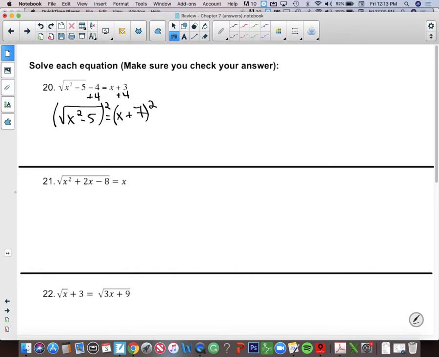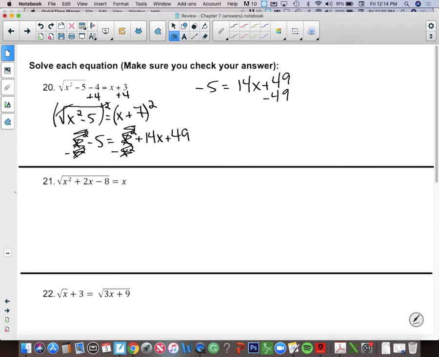So we have to FOIL the stuff on the right, and the stuff on the left, that square root and this square just cancel out. They're inverses. x squared minus 5 equals, this one FOILed is x squared plus 14x plus 49. So let's put everything to the right. When I move the x squared over, that's just going to cancel out. So then we're just going to have an equation with an x in it. So we have to solve for x. So we'll have negative 5 equals 14x plus 49.